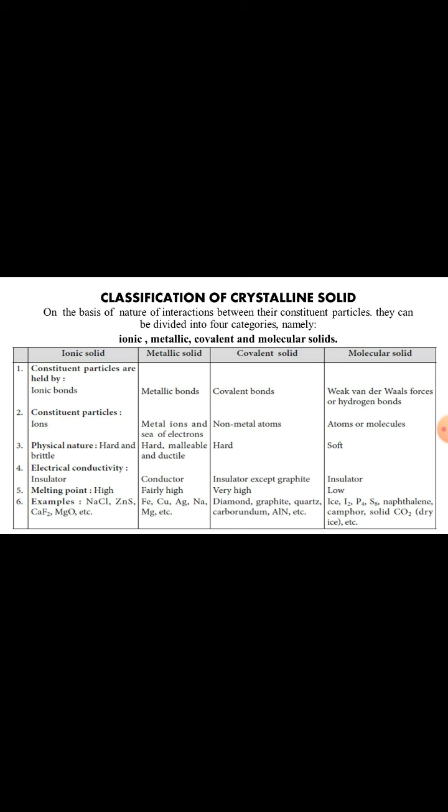The common examples are ice, I2, P4, S8, naphthalene, solid CO2 that is known as dry ice, and camphor. These are the common examples of molecular solid. Molecular solids are of three types: non-polar, polar and H-bonded solid. In non-polar molecular solid, the bonding force is dispersion or London forces.